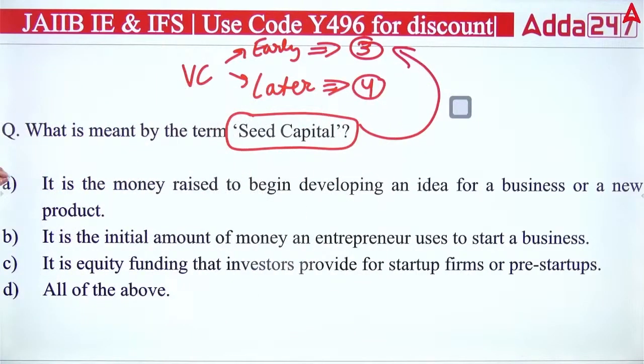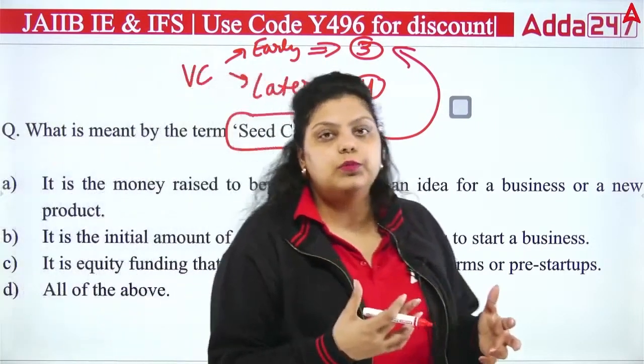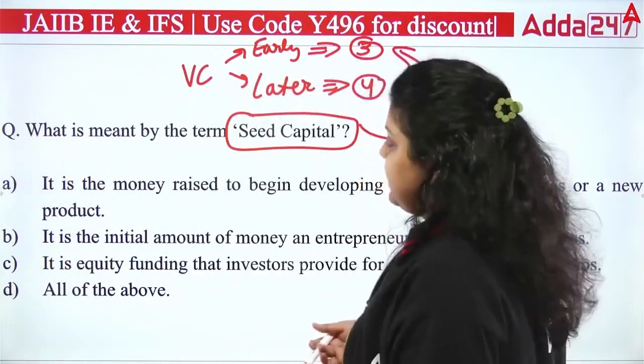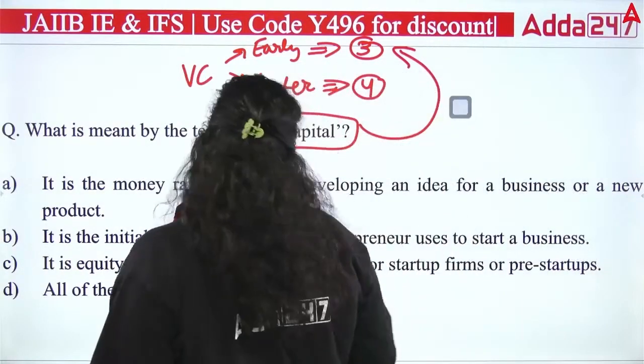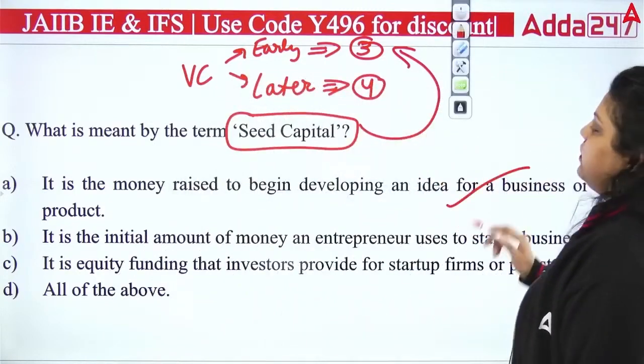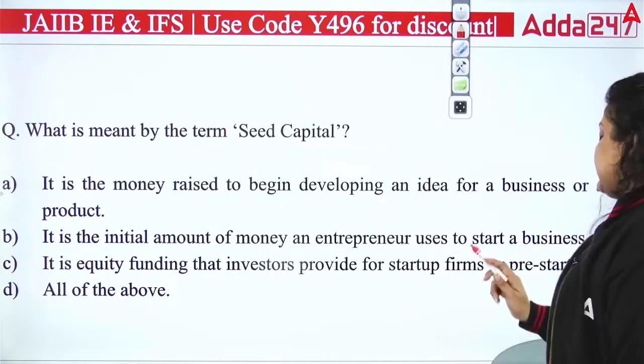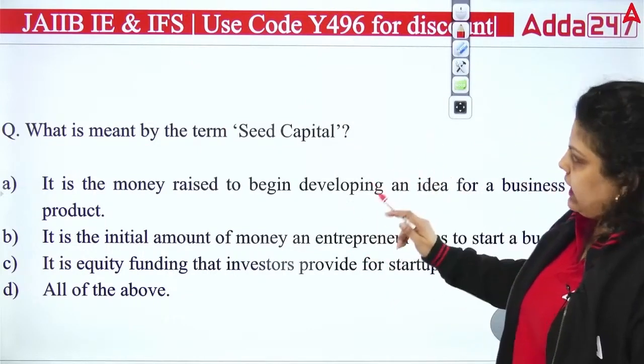The first option says it is the money raised to begin developing an idea for a business or a new product. It is the initial amount of money an entrepreneur uses to start a business. It is the equity funding that investors provide to startup firms or pre-startup, all of the above. Actually, it is the money required to do the R&D. You need money to try out the product, to do the trial on the product in the laboratory and so on. So the money raised to begin developing an idea for a business or a new product, that will be your seed capital. So the right answer will be A.